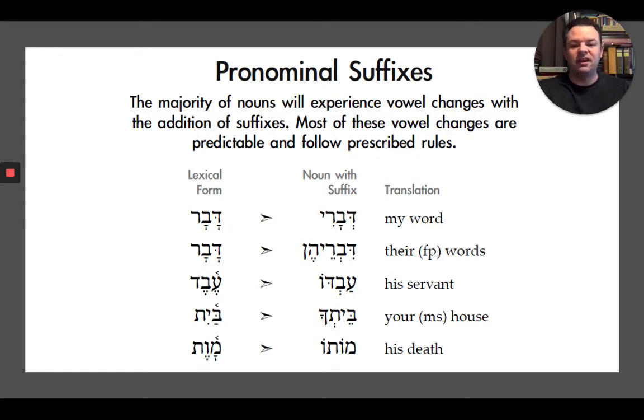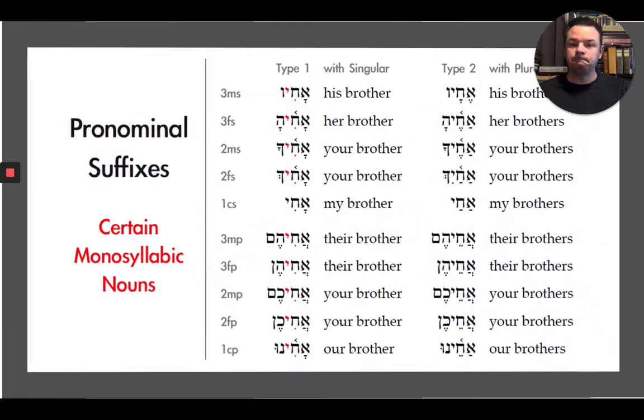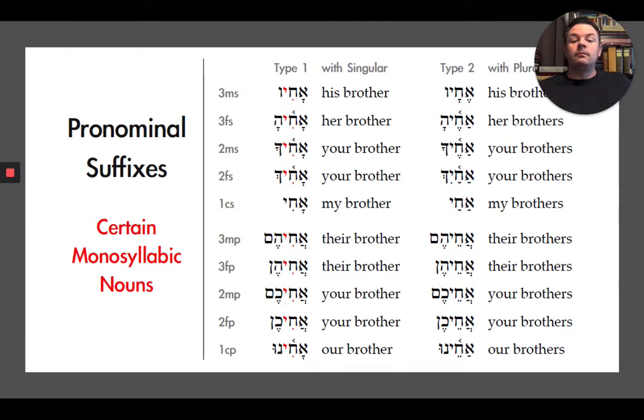So if in chapter 3 you learned those ideas, they should carry over into this, and you should feel pretty comfortable. On certain monosyllabic nouns, you'll see something slightly different. So instead of like acho for a brother, it'll be like achiv, right? Or achiha. So you've got the hireq yod vowel letter that's going to be added for certain monosyllabic nouns. But you've still got the same basic form that you're going to see there.